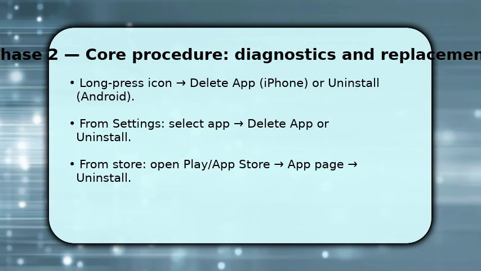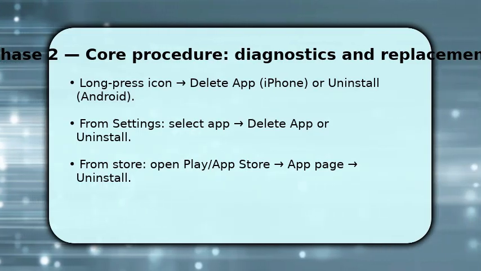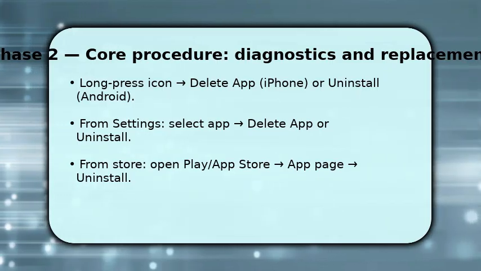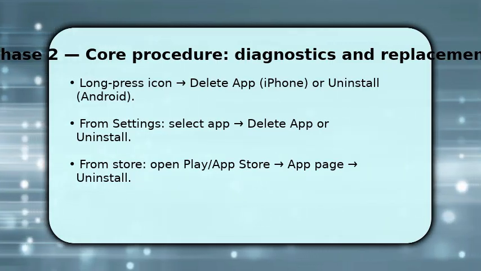Alternatively, use settings, then apps or storage, select the app entry, then choose Delete or Uninstall to see usage and storage details first, useful if you need to clear data.